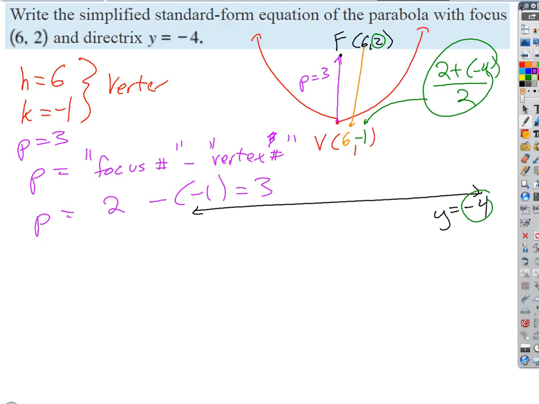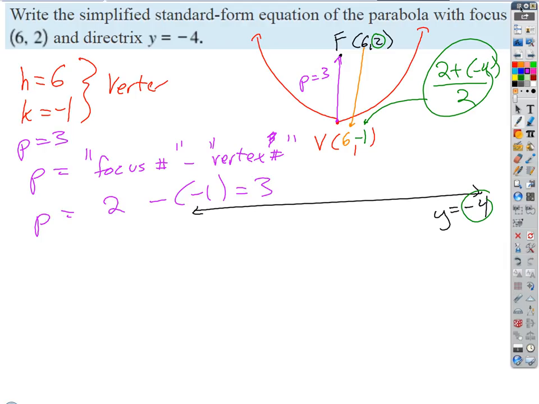So now that we know what p is, we can just plug into our standard form. So what is the standard form for a vertical parabola? What is it? Which variable is being squared? X or y? X. So it's this one, isn't it? It's going to be the x minus h squared on the left and the y minus k on the right. The 4p's on the right? Make sense? So we're just going to plug into that formula then, right?